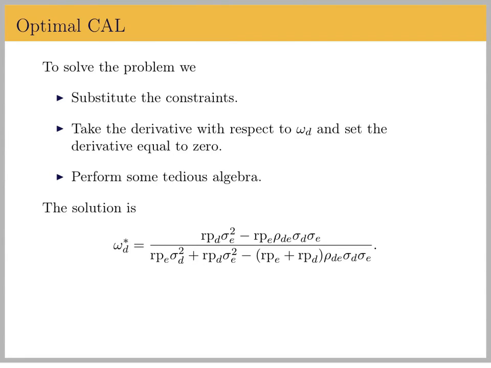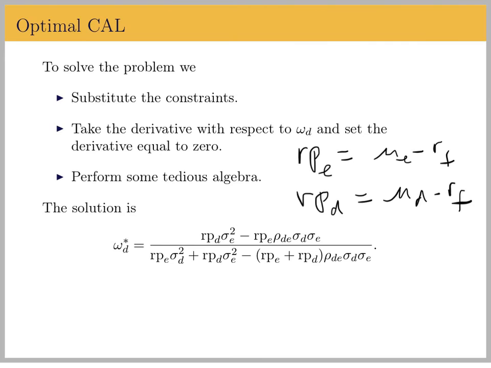I won't make you solve it. But the solution is, and I've put a star on omega because it's the optimal omega that I found by setting that derivative equal to 0. Well, it turns out that is equal to this quantity right here, where Rp sub d and Rp sub e are the risk premia. That is, Rp sub e is equal to mu e minus Rf, and Rp sub d is equal to mu d minus Rf.